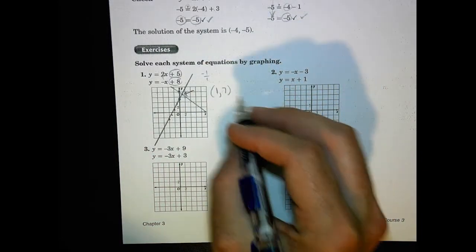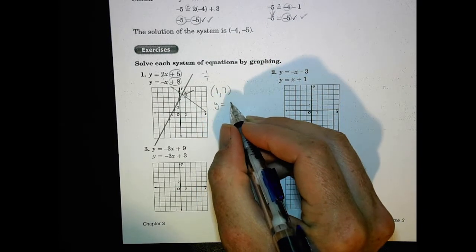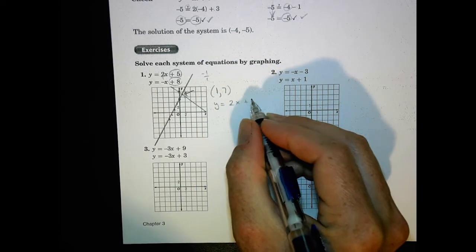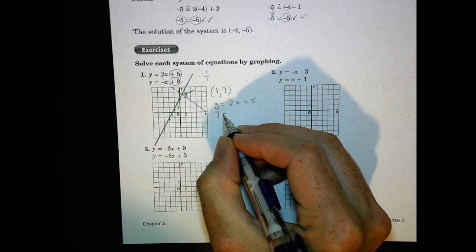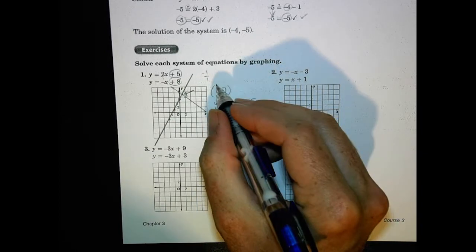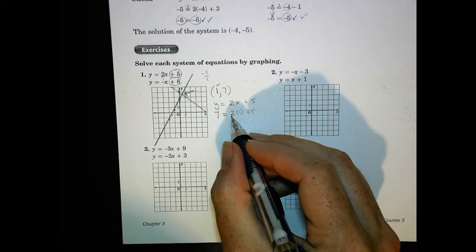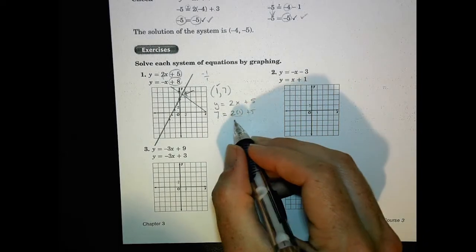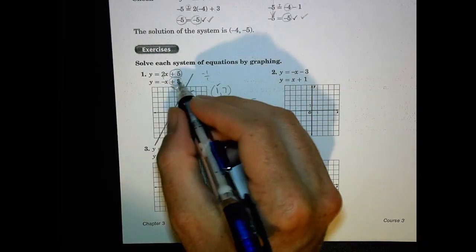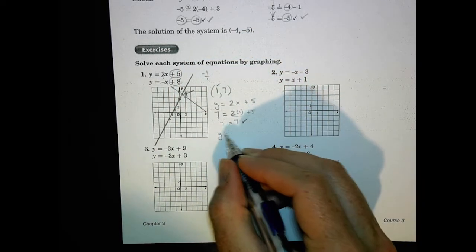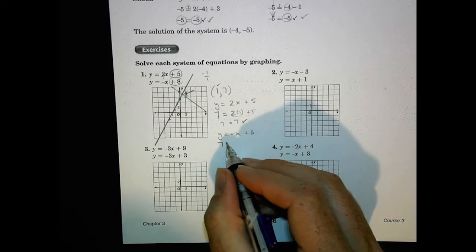So let's take a look and see if that works there. So our first equation, we have y equals 2x plus 5. So if y is 7, we'll say 7 equals 2 times the x value, which is 1, plus 5. Well, 2 times 1 is 2, plus 5 is 7. So 7 equals 7. That works great. Let's check the other one out here. We have y equals -x plus 8. Again, y is equal to 7.